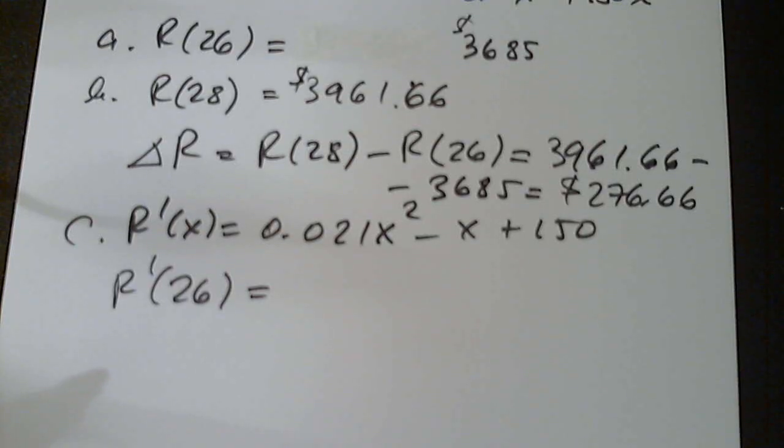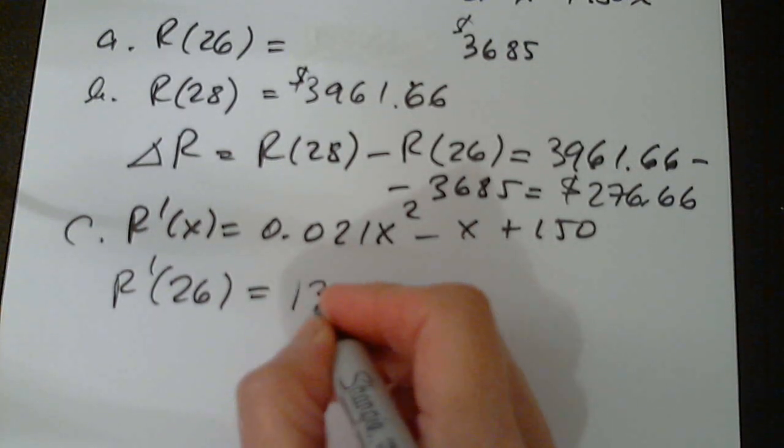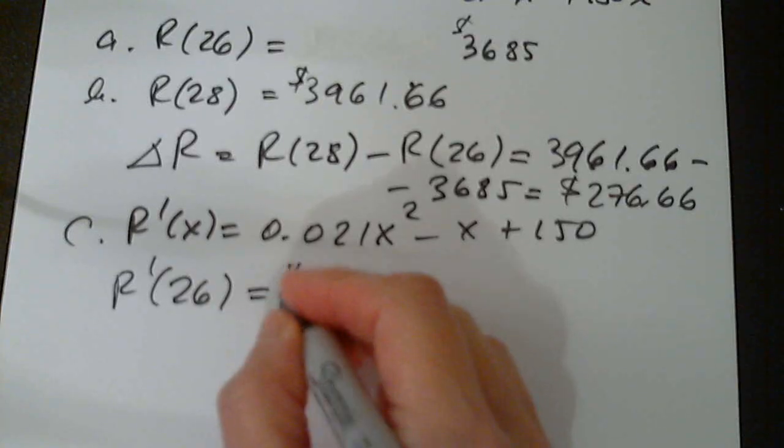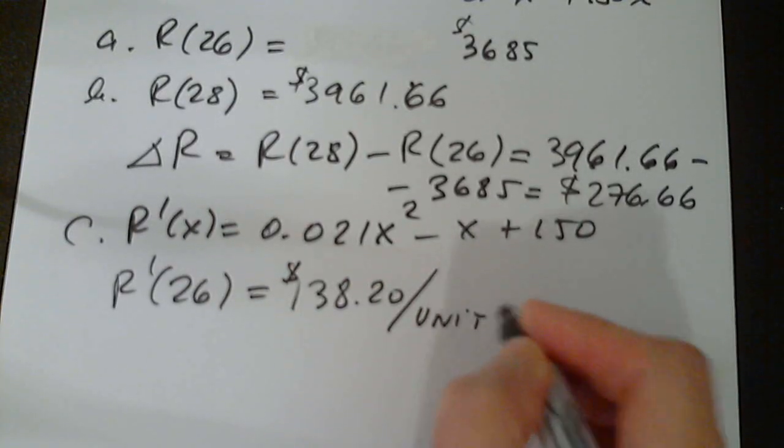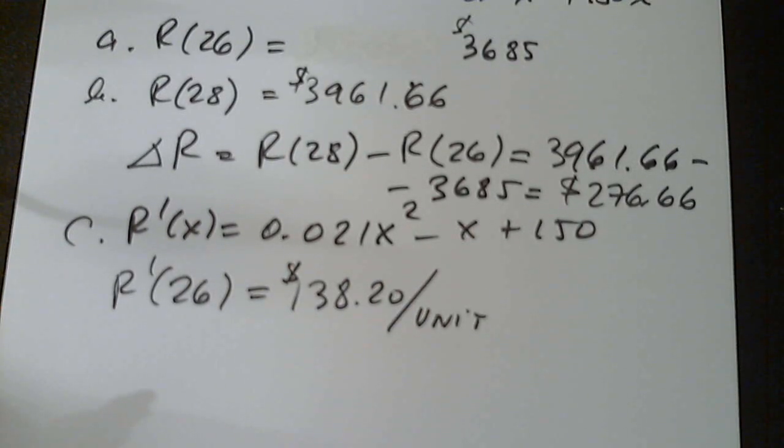Now I want to put in the graphing calculator the derivative, which is 0.021 x squared minus x plus 150. And I need to look at the value at 26, which is 138.20, and this is dollars per unit. Then what is the marginal revenue for 26?